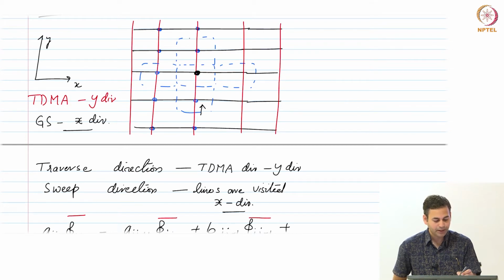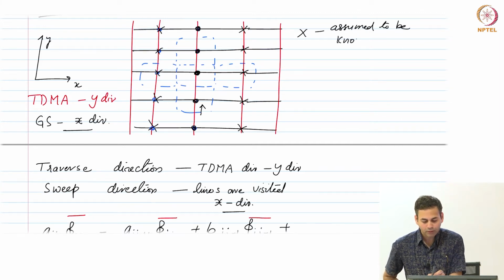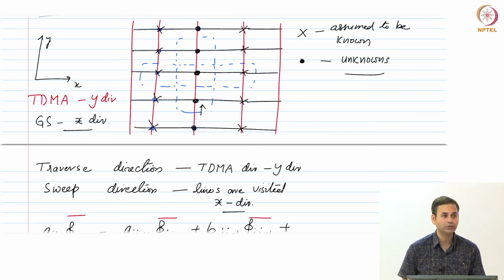So essentially these black dots are where the unknowns are aligned, and the crosses are where the values are assumed to be known for the purpose of this iteration, and these are the values which are unknowns, right. So essentially now we kind of came back to a 1D situation from a 2D situation.